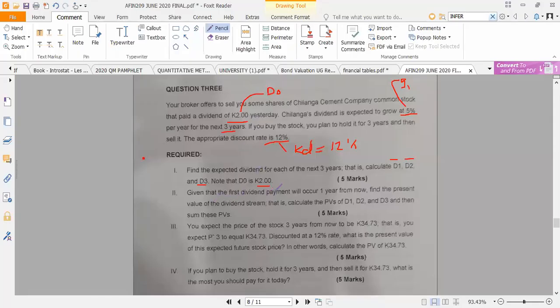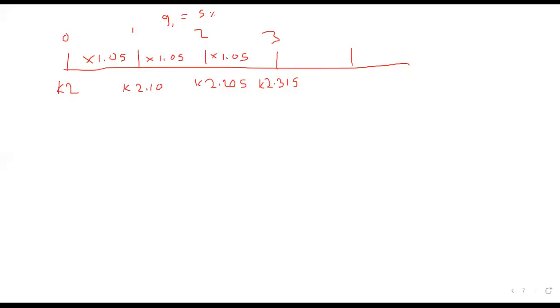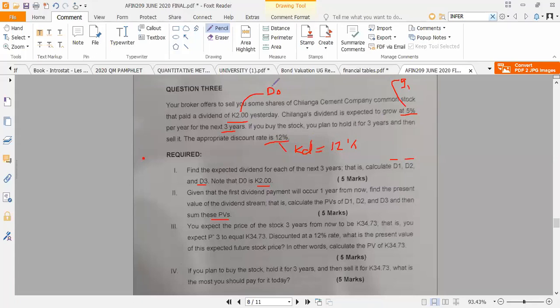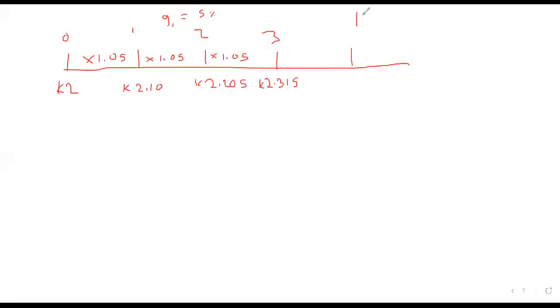Given that the dividend payment is 1 year from now, find the present value of the stream. Calculate PV of D1, D2, D3, then sum. So we're looking at the present value for the first phase, right? We've been given the appropriate KD. You use the KD to find the present values. So our KD is 12%, right? So KD is 12%.